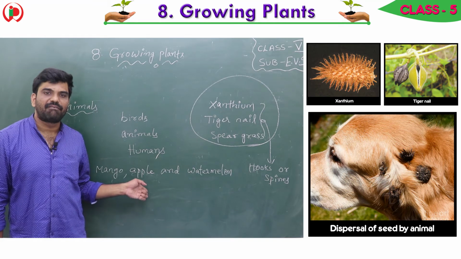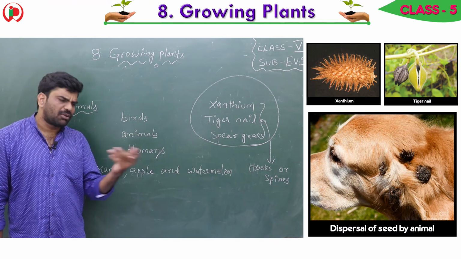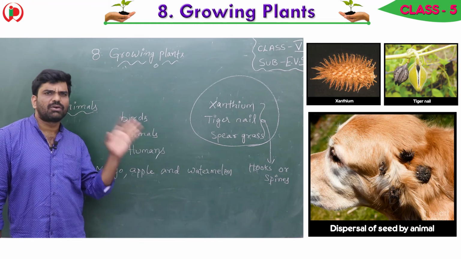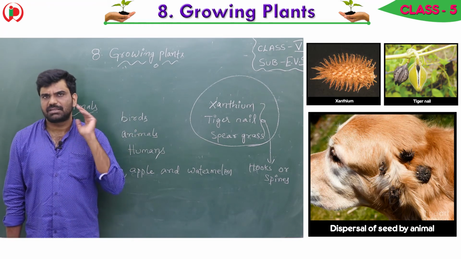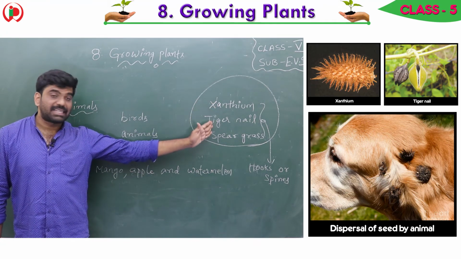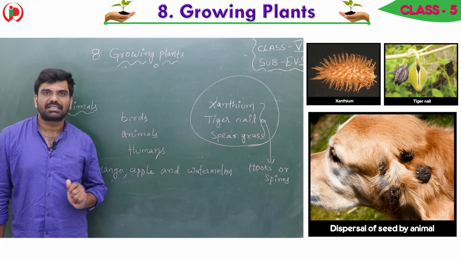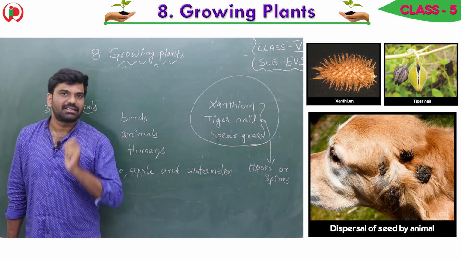After eating the fleshy and juicy fruits, we throw away the seeds. So without our knowledge or notice, we are helping the seeds to get dispersed. And the second thing: plants like xanthium, tiger nail and spear grass. These three have hooks or spines.